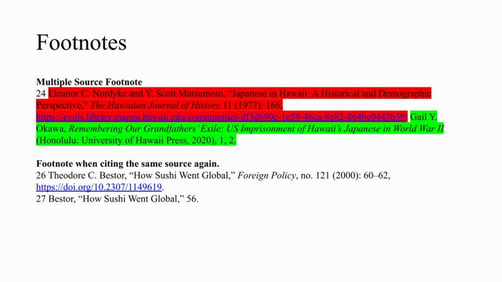Then here we have a footnote just from a single source, Theodore C. Bester, How Sushi Went Global, Foreign Policy, number 121, 2000, pages 60 through 62. And right under it, I reference Bester again. This time it's citation 27, How Sushi Went Global, 56. Bester wrote multiple things, so sometimes it's best to use the, in this case, journal, instead of, he also wrote a book and a couple other journal articles. So it's best to let the reader know what Bester source, in this case, I was using.